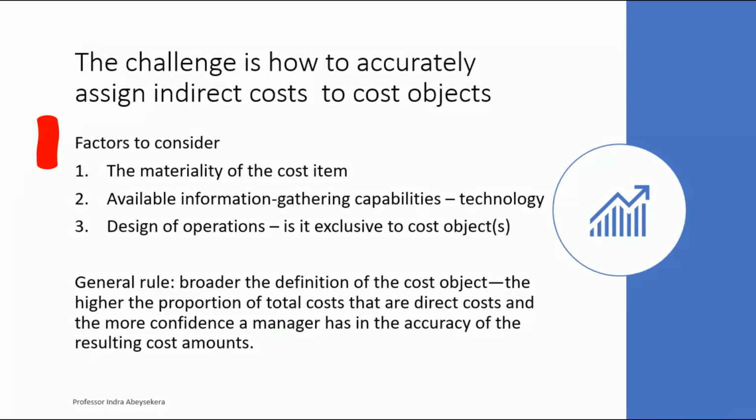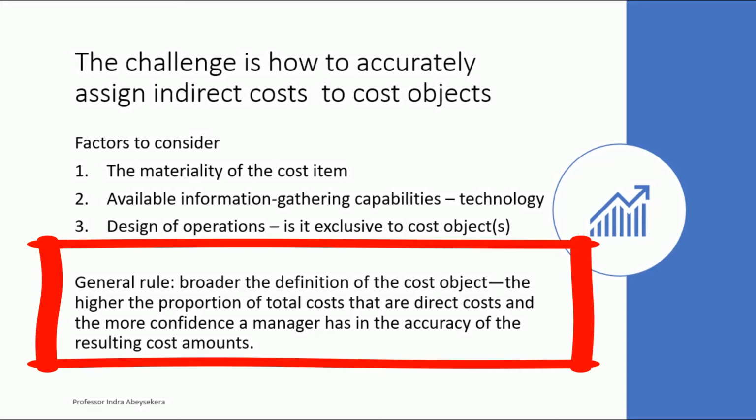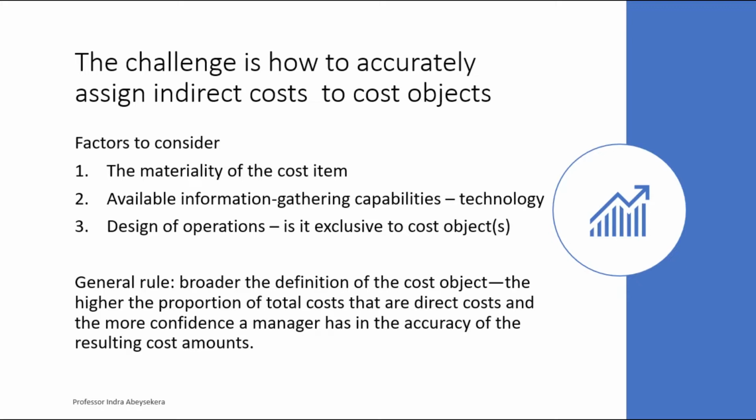So the factors that we must consider in assigning indirect cost to a cost object are, first, how material the cost item is; second, the available information, and whether we can gather this information, whether sufficient technology or capabilities are there to gather such information; and third, the design of operation. Is this cost assignment, cost allocation, exclusive to cost objects? The general rule is, the broader the definition of the cost object, the higher the proportion of total cost that the cost object can accept. And it brings more confidence to the manager about the accuracy of the cost allocation.